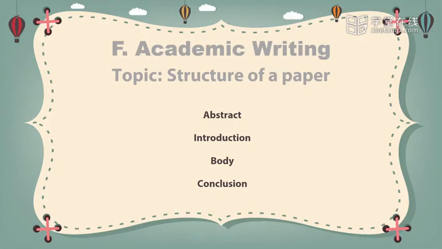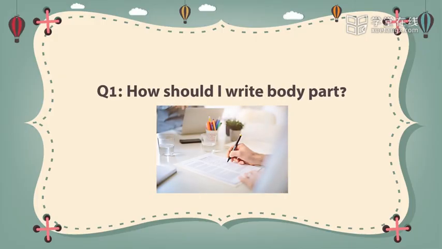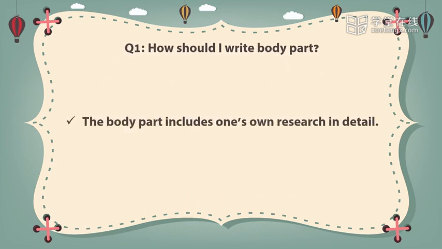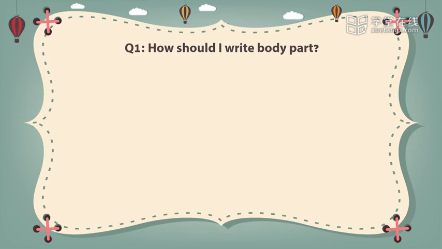I think then we should go more into detail. We already know how to summarize and paraphrase, which are commonly used in the introduction part. I think now we should go to the body part. So how should I write that part? The body includes your own research in detail. This is the main part of your paper and also the longest one.